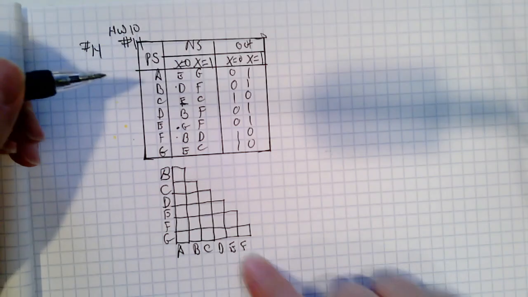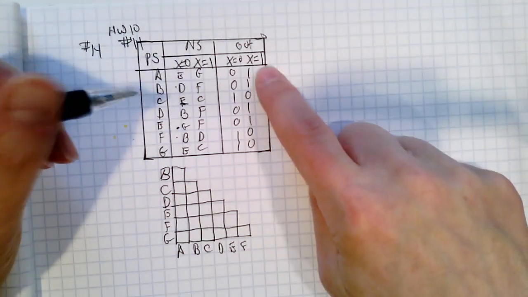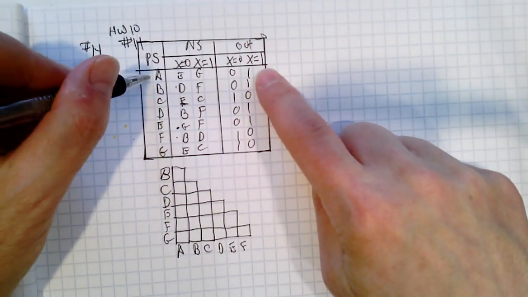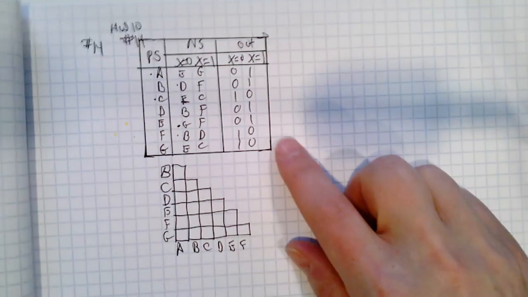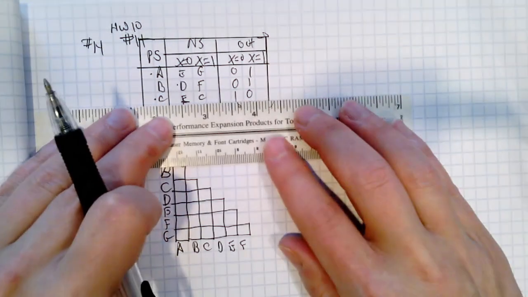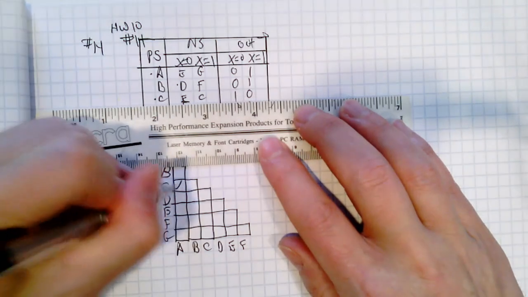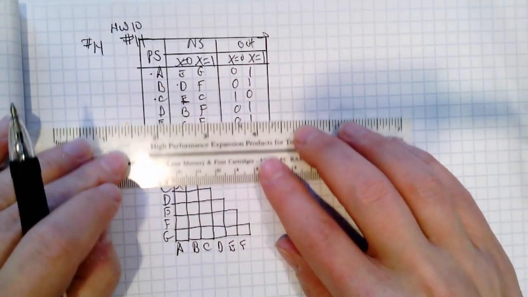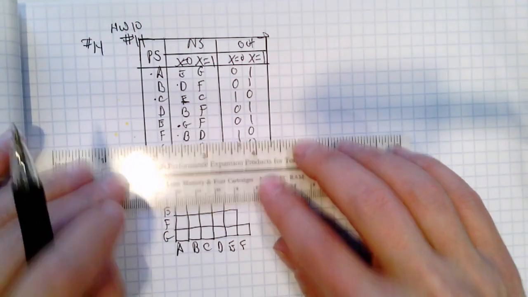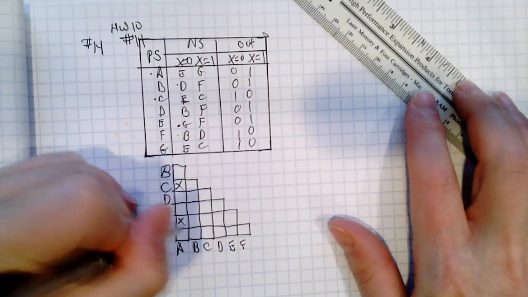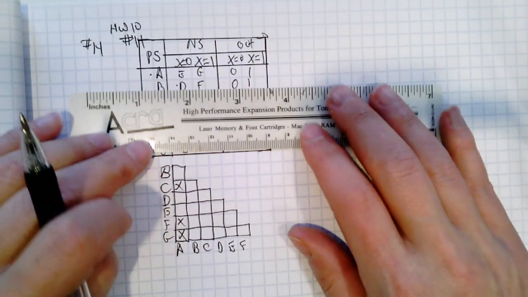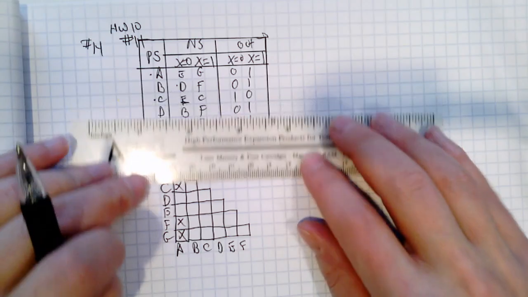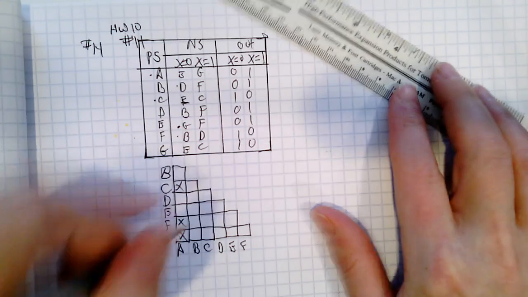And then you eliminate everything with different outputs. So A is different from C. Let's get those. A is different from C in its output, so we put an X in there. A is different from F and G. Right? B is different from C, F, and G.